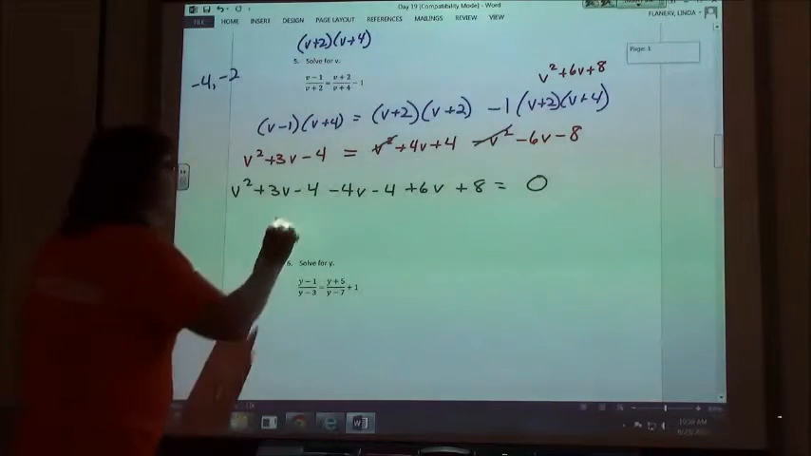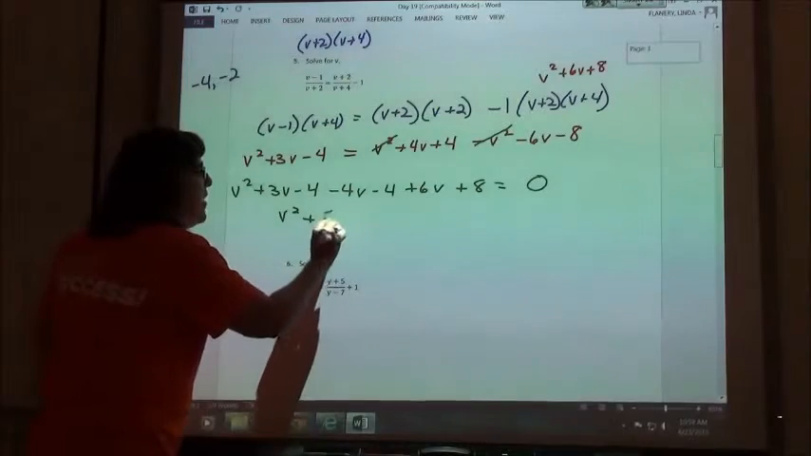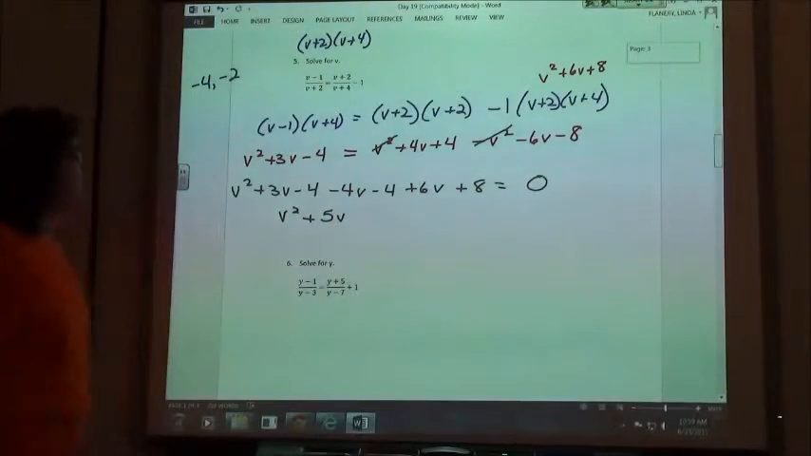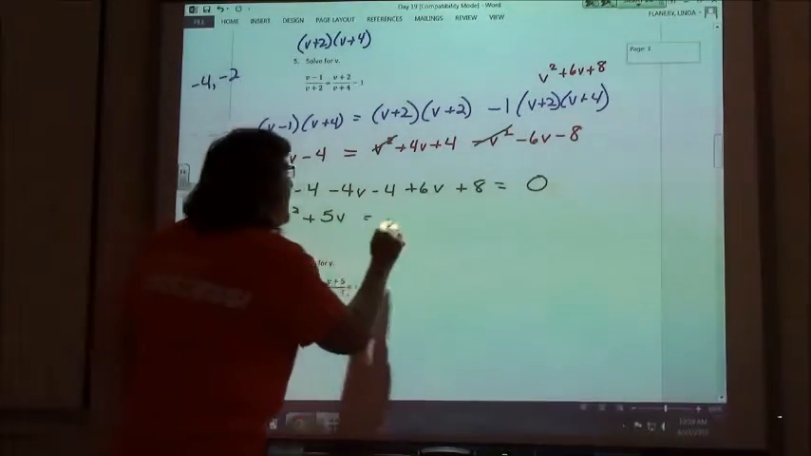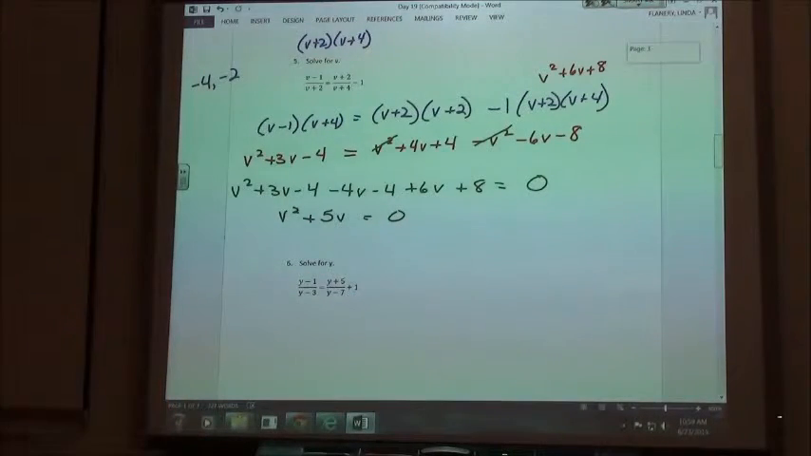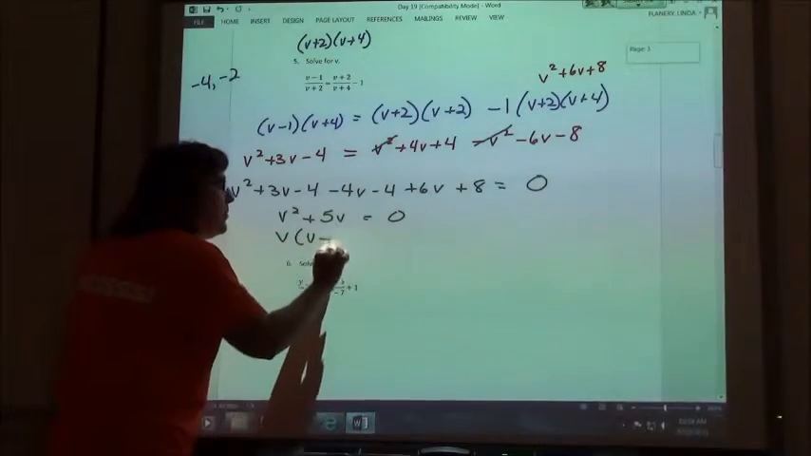So if I combine all my like terms, what am I going to get there? V squared plus 5v. And everything else canceled out. V squared plus 5v. If I have that and I want to factor it, what's the first thing I should do to factor that? It's not going to be a foiling one, right? Because it doesn't have the end number. I'm going to take out my greatest common factor. My greatest common factor is just a v. So I'm going to make this v times v plus 5.